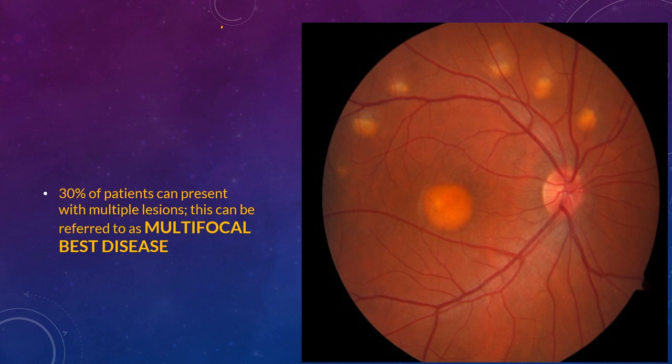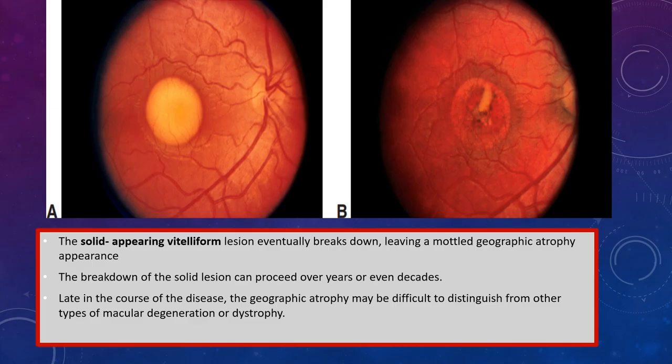Now, as I told you that 30% of the patients can actually present with multiple lesions, you know, outside the macula, and these lesions are called the ectopic lesions, and such a Best disease which has multiple lesions present at different places is called a multifocal Best disease.